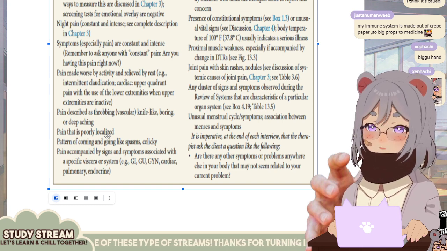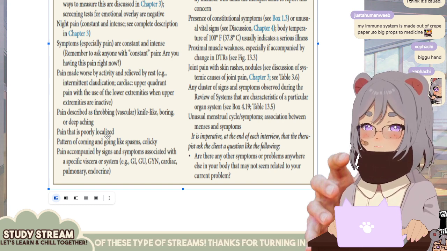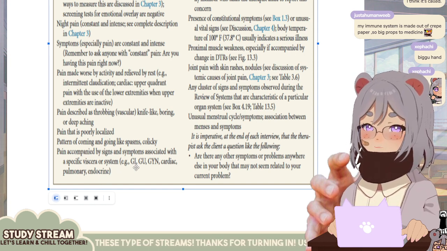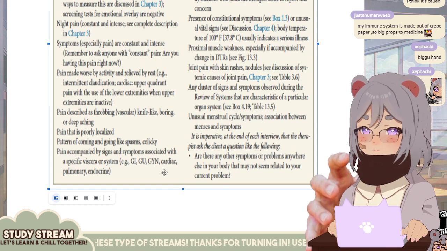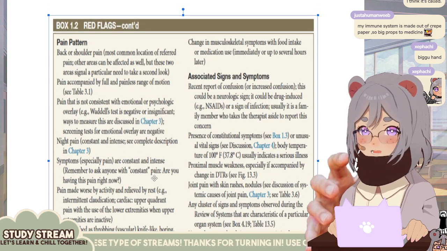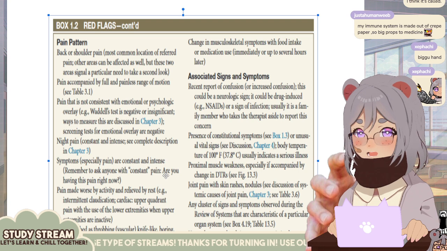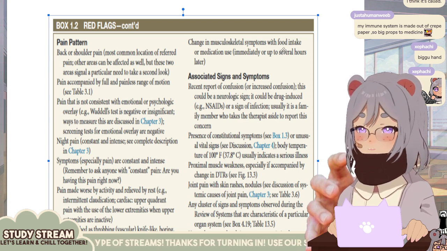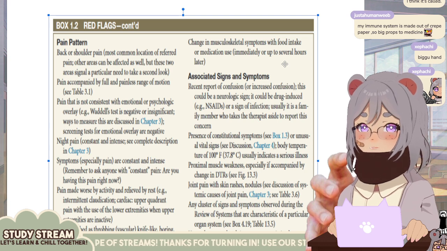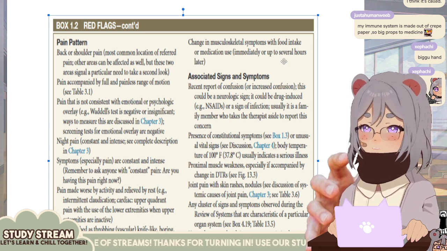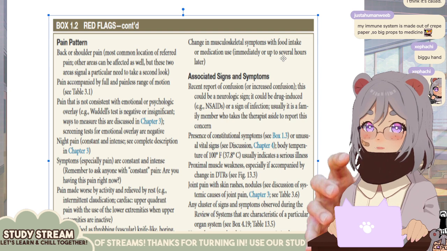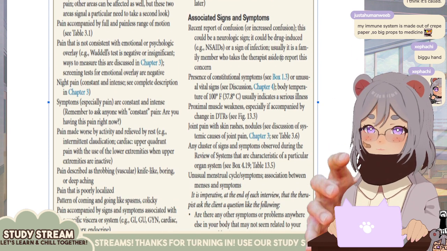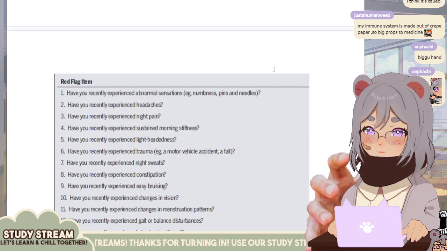Pain coming and going like spasms, and pain accompanied by signs and symptoms of specific visceral systems such as the GI, GU, GYN, cardiac, pulmonary, endocrine. Changes in musculoskeletal symptoms with food intake or medication use is also going to be another pain pattern and or red flag. This could happen immediately or happen several hours later.